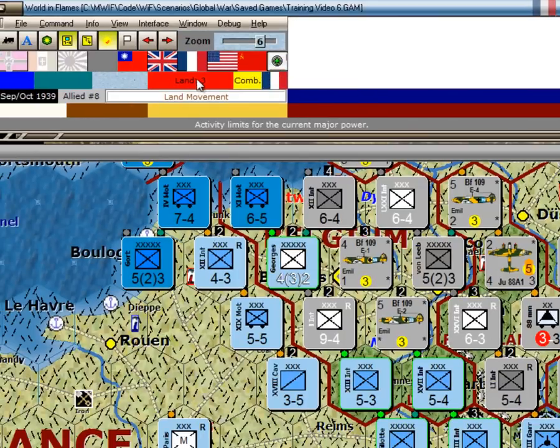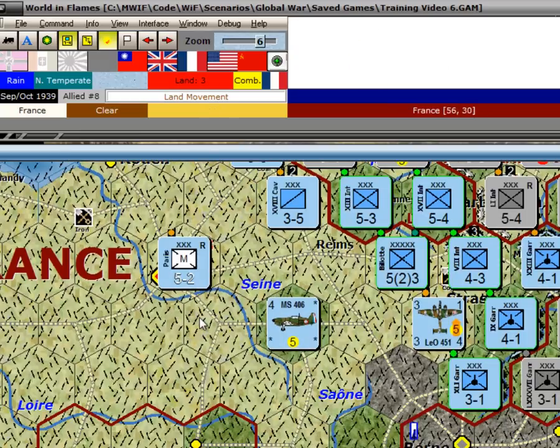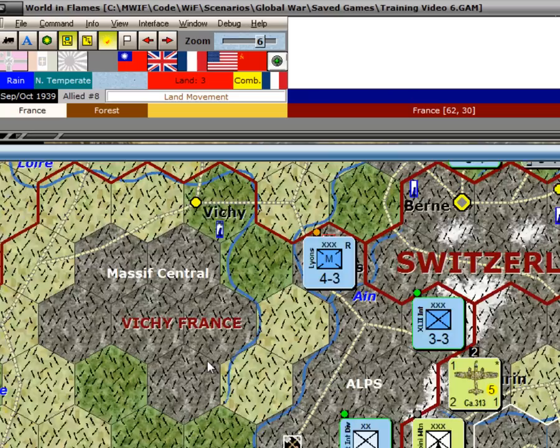The panels here describe the current hex. So right now they're blank because I have the cursor moving over them instead of over a hex. As I move the cursor down here to a hex, those buttons light up. It shows that it's rain in the North Temperate. And all of these hexes are rain in the North Temperate. When we go down here, it shows that it's rain in the Mediterranean.